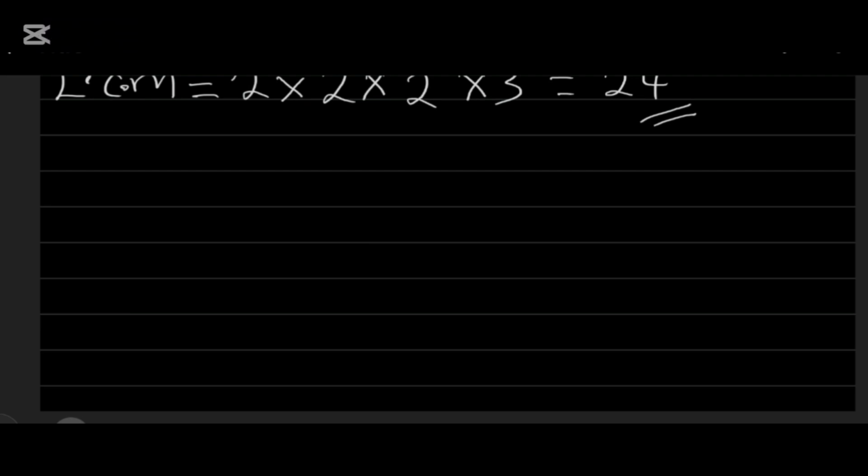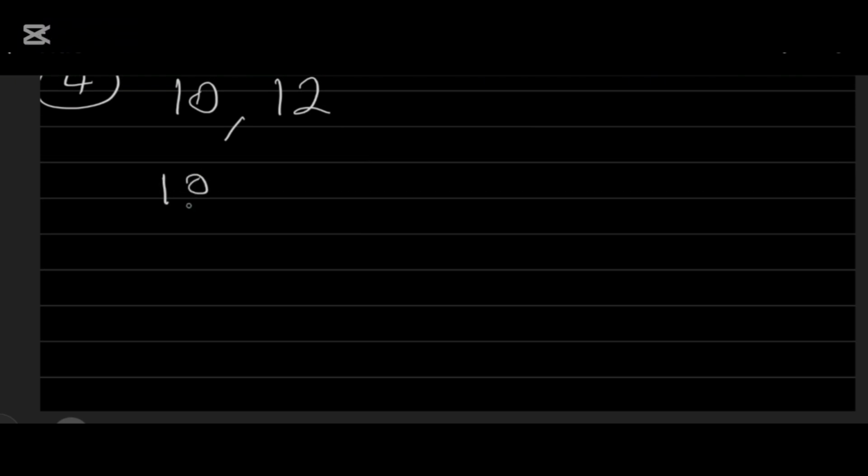Okay, let's see. We'll take the LCM of 10 and 12. LCM of 10 and 12. So now 10 is 5 and 2. That's 10, because 5 times 2 is 10, and 5 and 2 are both prime numbers.